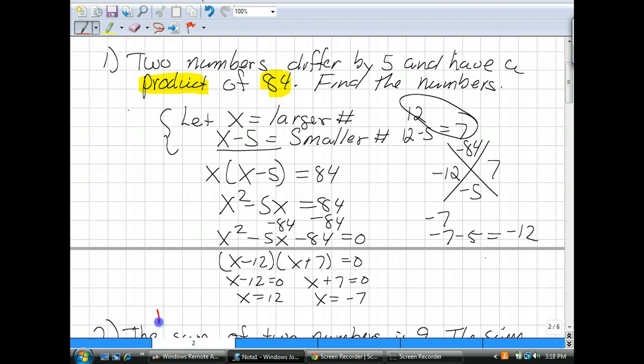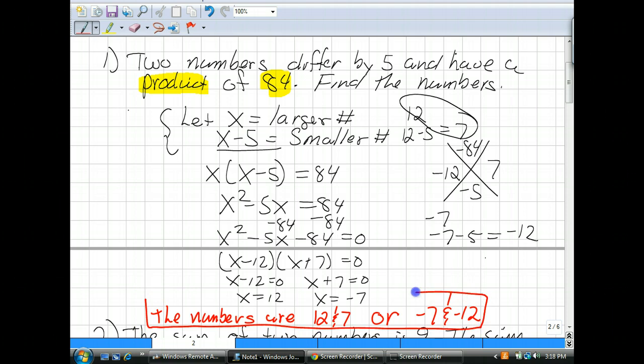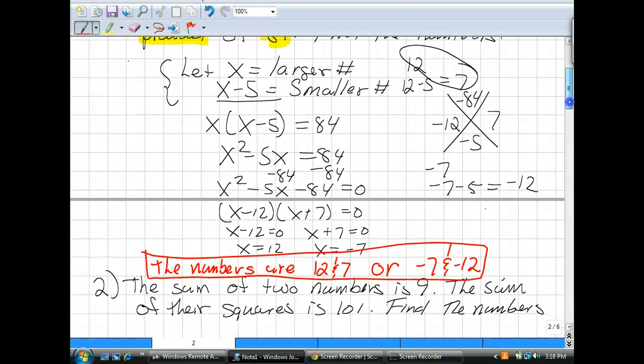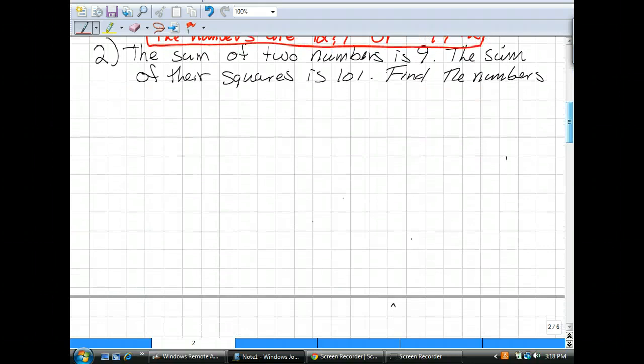So our answer is the numbers are 12 and 7, or negative 7 and negative 12. So that's our answer to this problem. Notice that I have two numbers that differ by 5, and their product is going to be 84. So that does work.